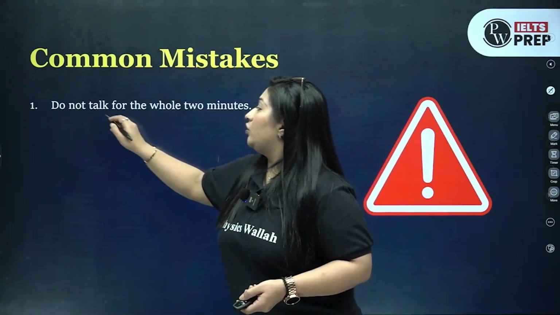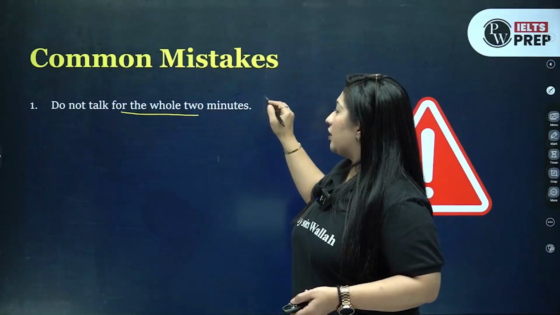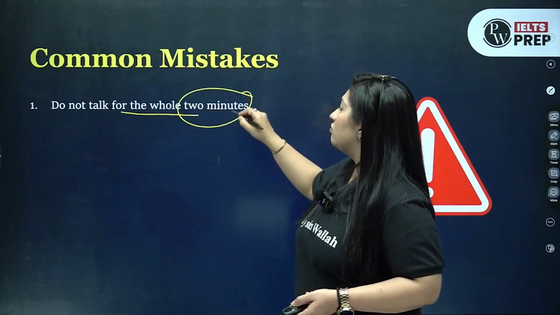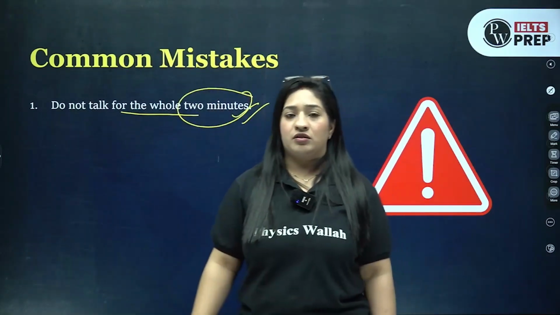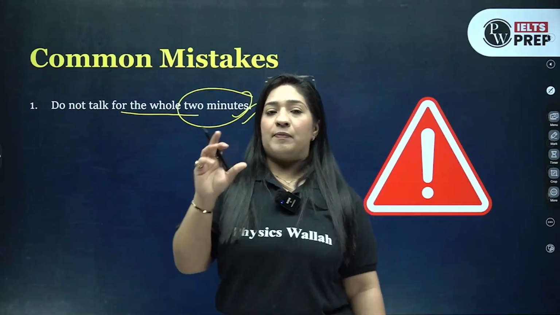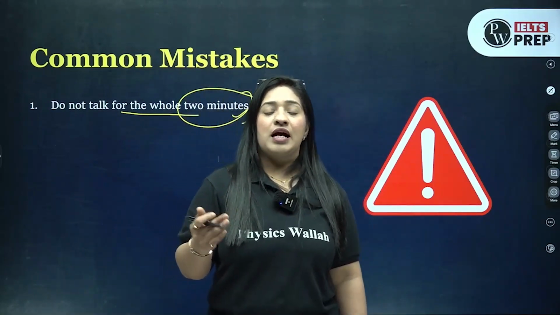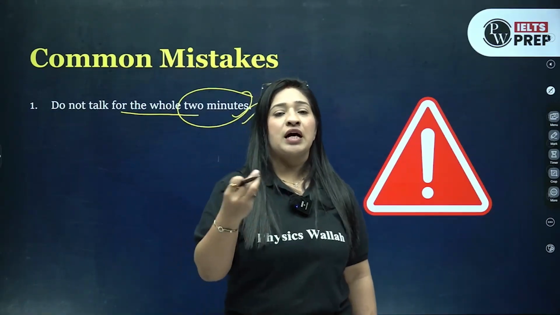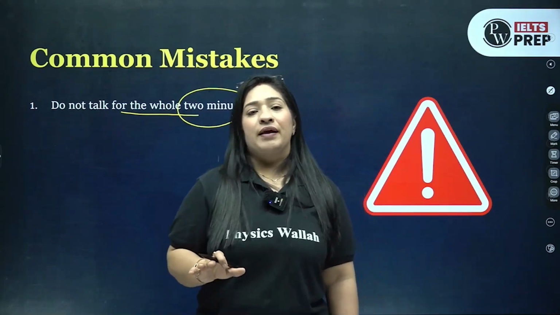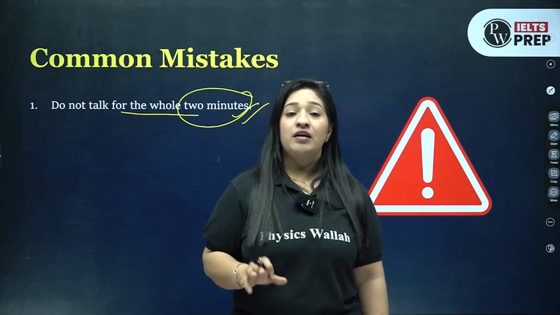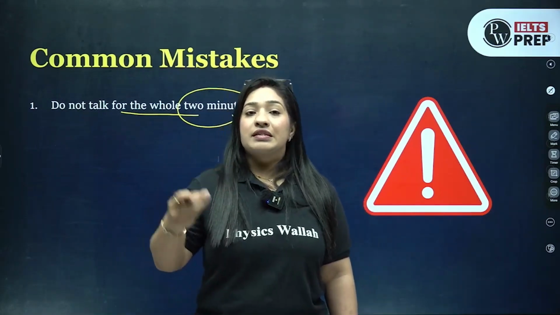Point number 1: when you are not able to speak for 2 minutes, you know what happens. As I mentioned, you have a cue card. If you take your cue card as a question-answer round, as we have done in part 1, where a question is asked and you answer, you will hardly spend 1 minute answering all these questions, right? You need to describe everything.